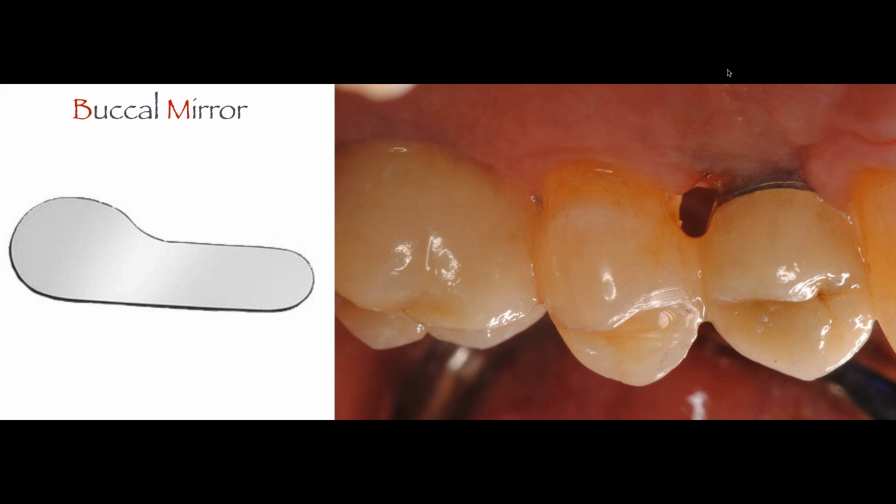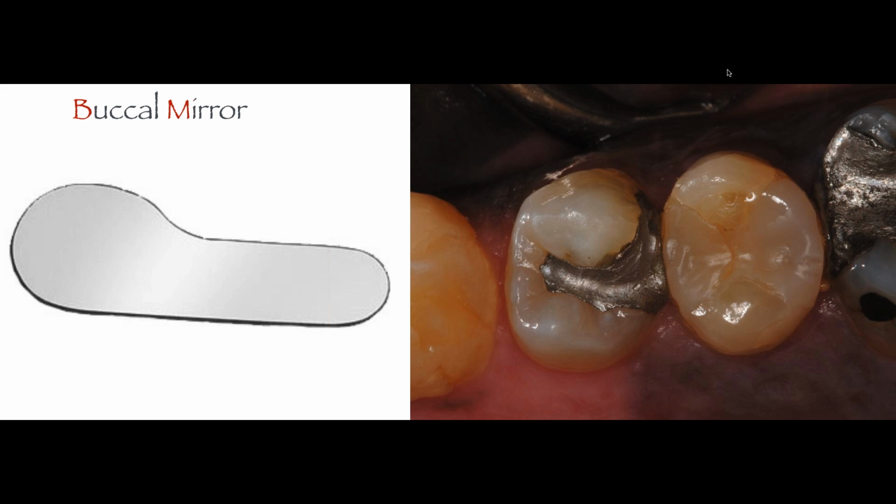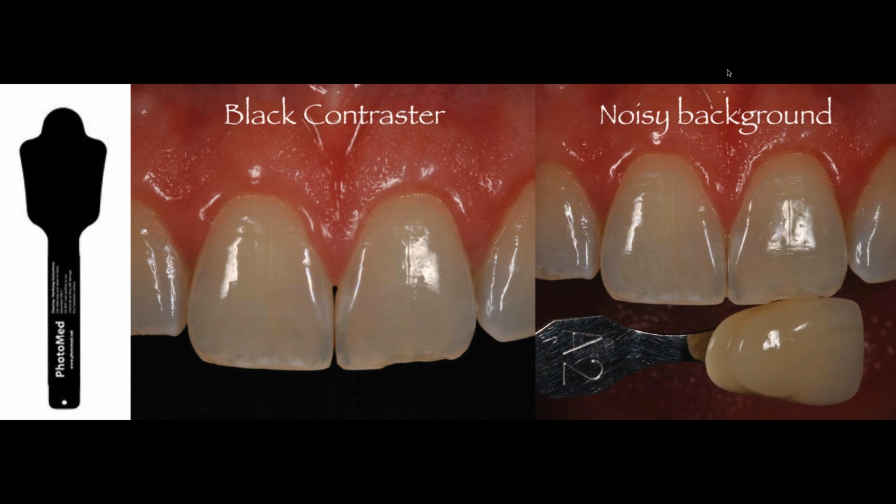And this is the same mirror used for a lingual photo of a maxillary arch. This is the same buccal mirror used to take a quadrant photo or a segmental photo of an occlusal view of these two bicuspids. So this is when we would use a mirror like this for an occlusal shot or an occlusal photo.